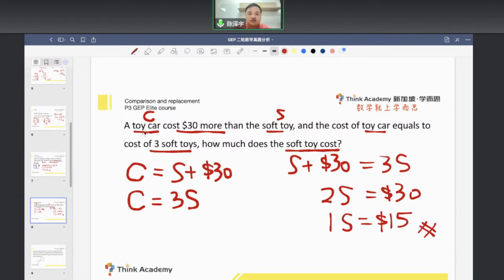Okay, so this question is a very simple comparison and replacement type of question. If you just write down the equation based on the sentence, actually it's not difficult to see the difference and find the answer.